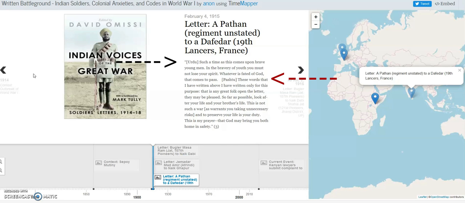So here we see that the photo is also the cover of the source book I was using for this assignment. Indian Voices of the Great War by David Omissi is a valuable tool, and I have included it as a photo so that if you look back on these letters and want to have access to them in the future, you can quickly find the information and search for it in your local library.